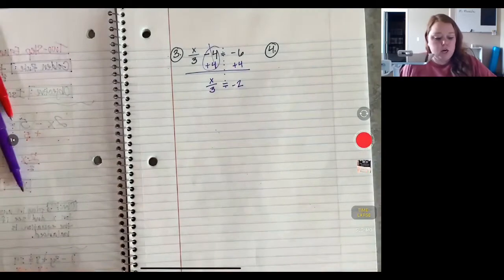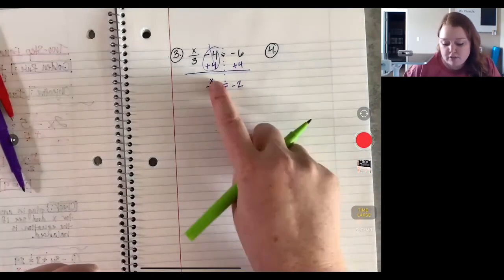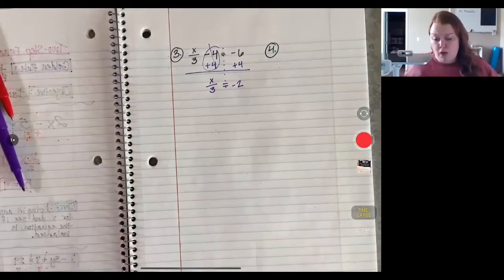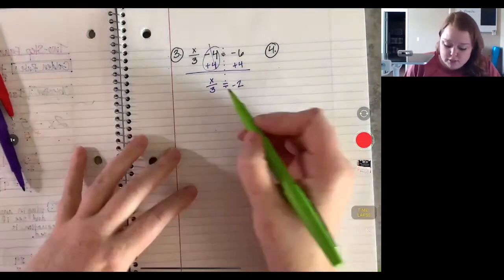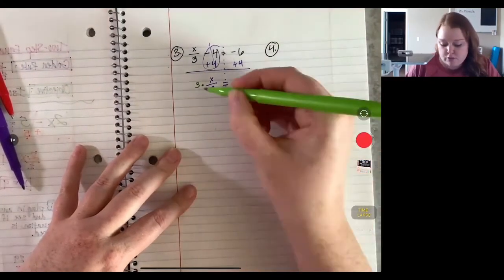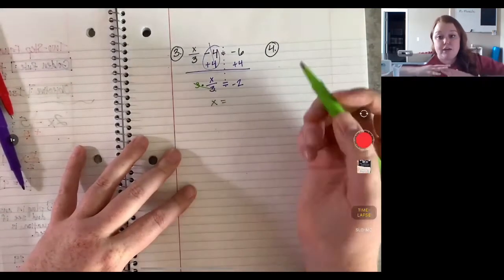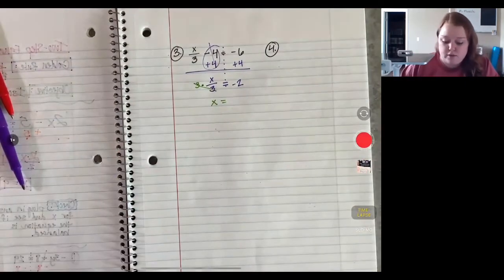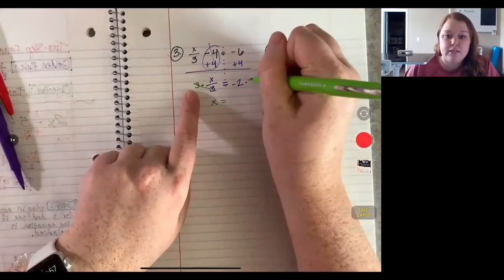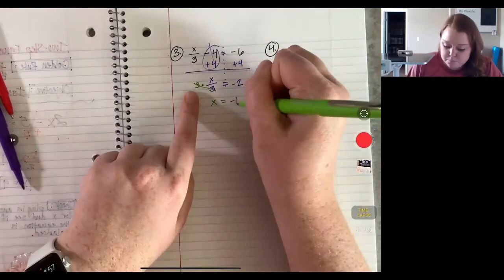Okay, are we done? No, x is not by itself. x is currently divided by 3. How do I cancel it out? The opposite of division is multiplication. So I'm going to multiply by 3 so that cancels and I'm left with x. But I've got to keep the equation balanced. Whatever I do to one side, I have to do to the other. -2 times 3 is -6.